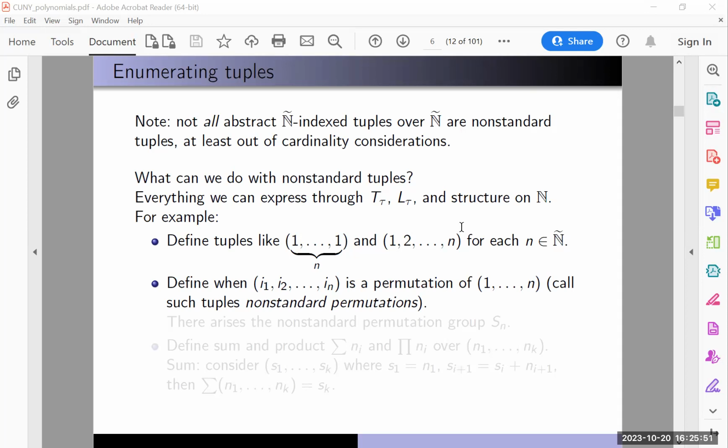And a bit more involved example. We can take a tuple of length n and again write a sentence that says that every component is between 1 and 10, and every number between 1 and 10 occurs exactly once. So now we have written that this tuple is a permutation of 1 through n. And again, not all abstract permutations are going to be there, but those of them which are non-standard tuples we'll call non-standard permutations.